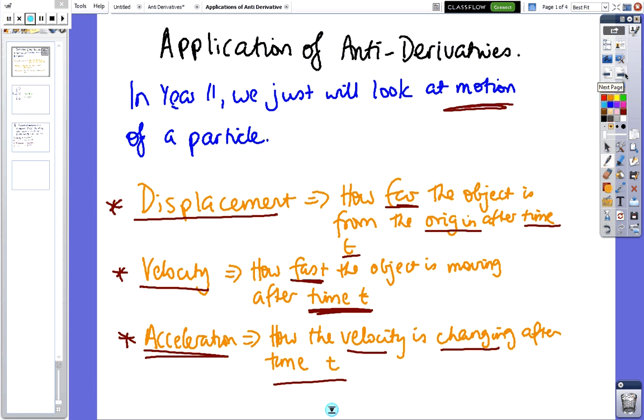Just to clear that point up, if we were going from displacement to velocity, we would derive, and if we were going from velocity to acceleration, we would derive. But what we're going to be doing is going backwards from the acceleration back up to displacement. So copy that down and come across when you're ready.